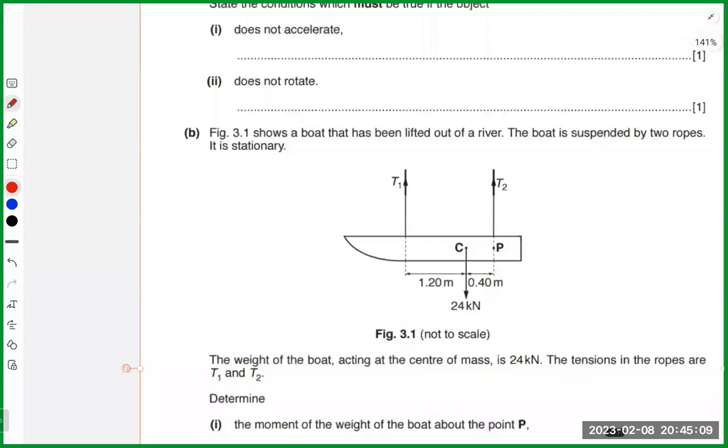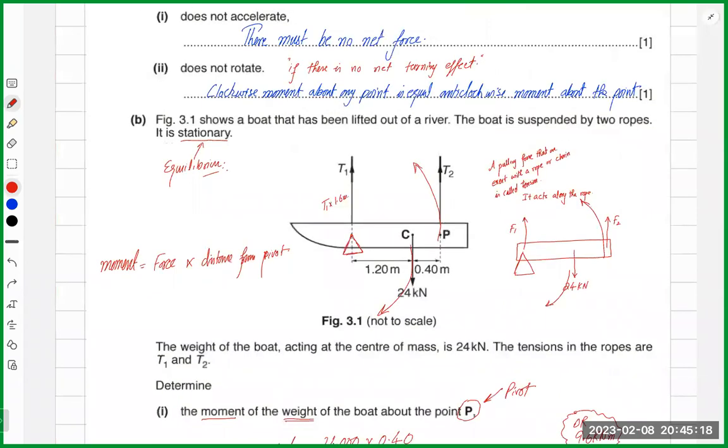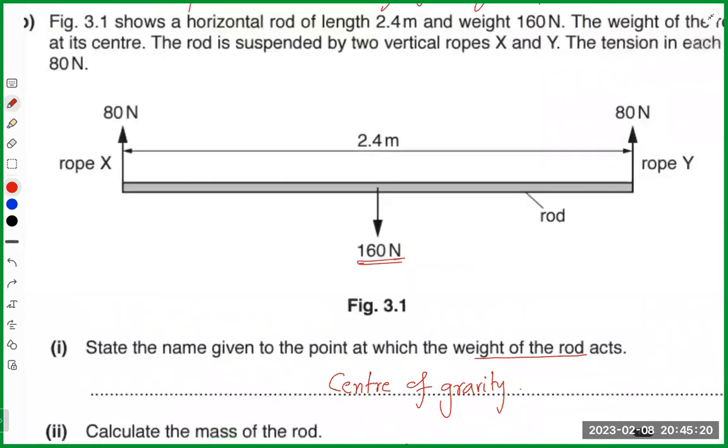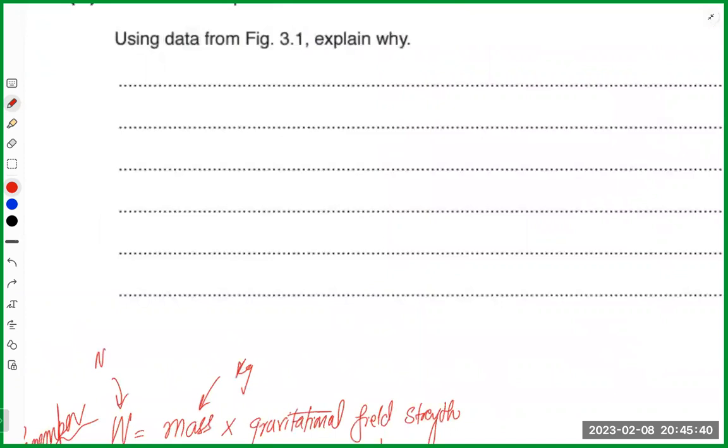Now, when I see this rod, how much total upward force do you see? I'm talking about the rod: 80 Newton force is acting upward at each end, and 160 Newton force acting downward. What is the total upward force? 160 Newtons. And what is total downward force? 160 Newtons. So that means the forces are balanced. He has already said that it is in equilibrium. I just have to explain why.